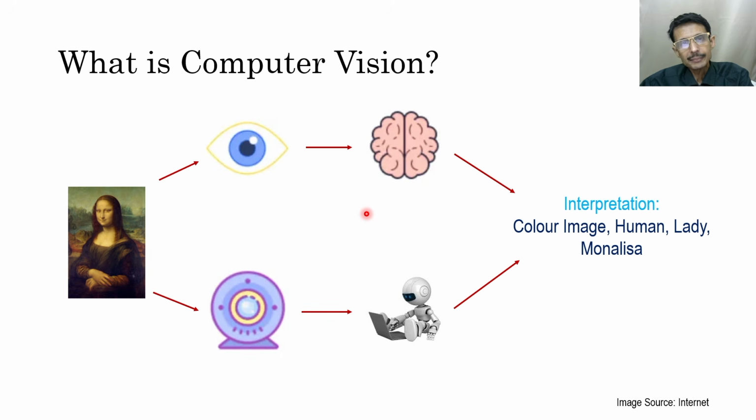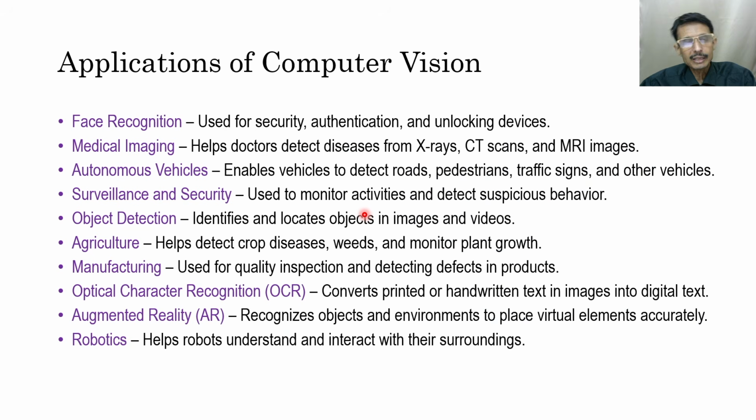Now you can ask what the major application areas are. Here I note a few of them. In reality, a lot more are involved, there are more applications in practical scenarios. For example, face recognition. This is used for security, authentication, unlocking devices. Here the major objective is to recognize the face.